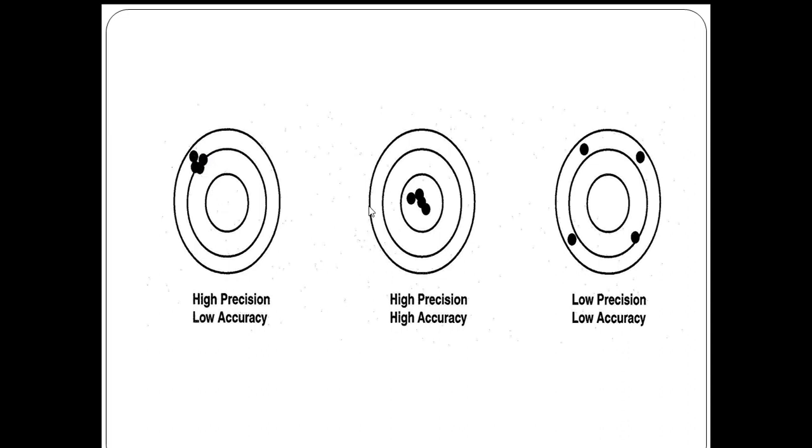In case B, if you see, all balls are in the same target area and all are in close positions. So it will be more precise and more accurate. If we see here, all are placed in different locations and far away from the target. So in this third case, this is less precise and less accurate.